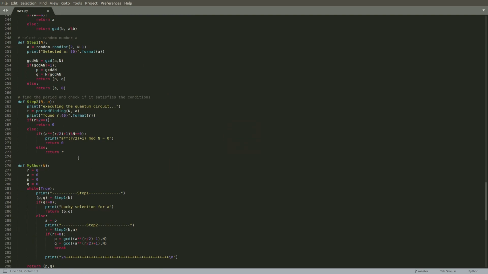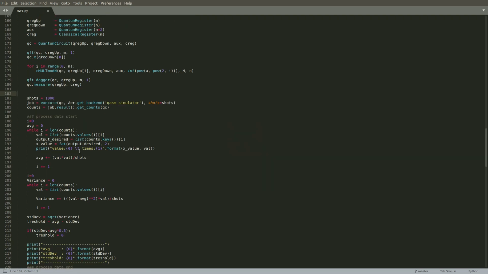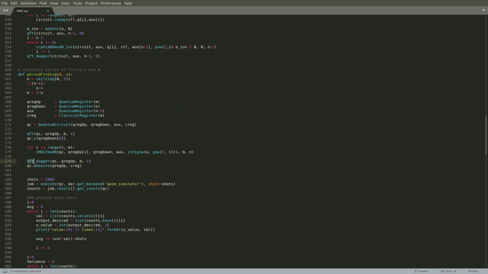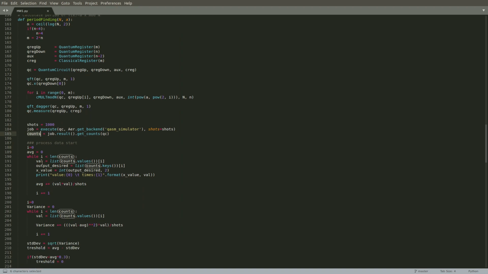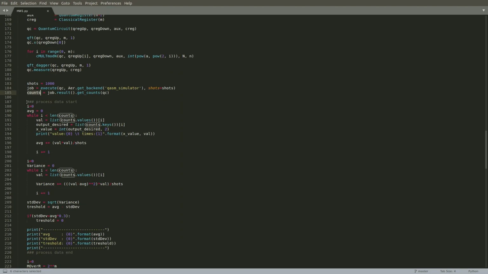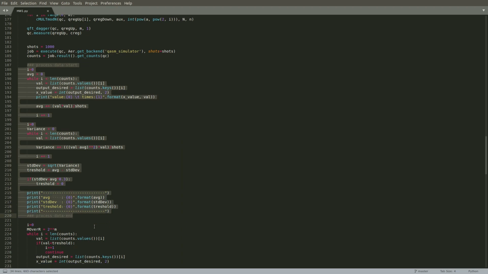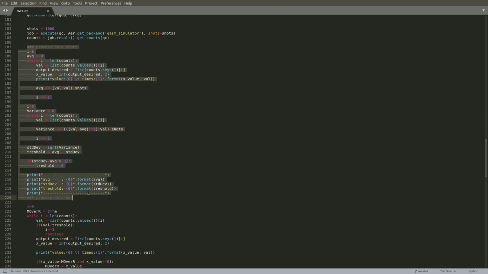So after implementing the modular exponentiation block, we apply inverse QFT to the upper register and we measure it simply. We run the circuit 1,000 times and we got our result here. And I processed the result a little bit, because for the cases where R doesn't divide M perfectly, we got some low probability results as well. Actually, let me show you.